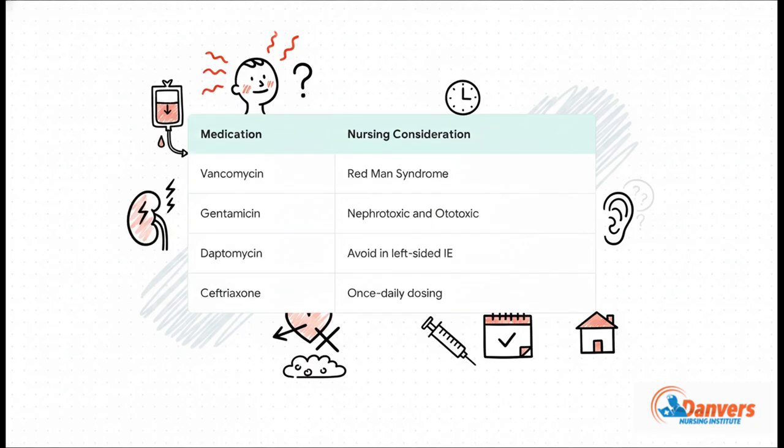Gentamicin, it's both nephrotoxic and ototoxic, so you're checking for ringing in the ears or hearing loss at every single assessment. Daptomycin, avoid it entirely in left-sided endocarditis because it gets inactivated by pulmonary surfactant. And ceftriaxone is fantastic for once-daily outpatient IV therapy.